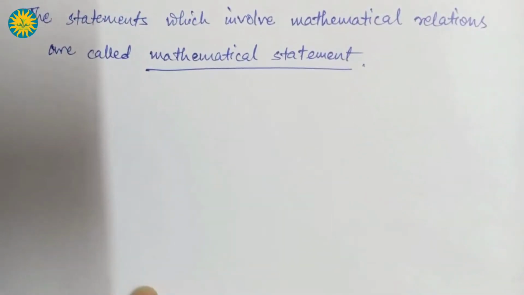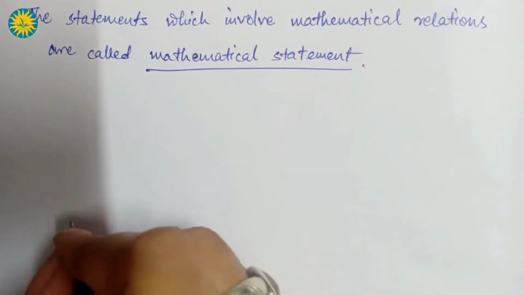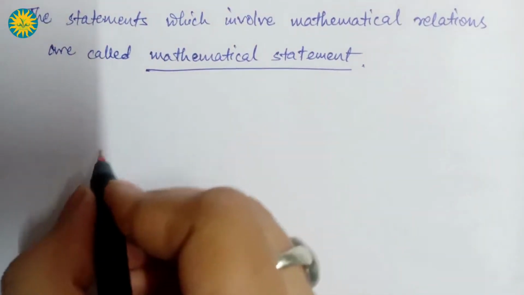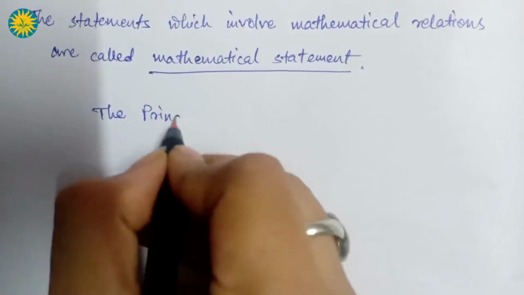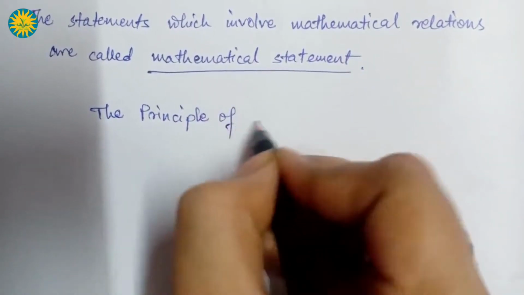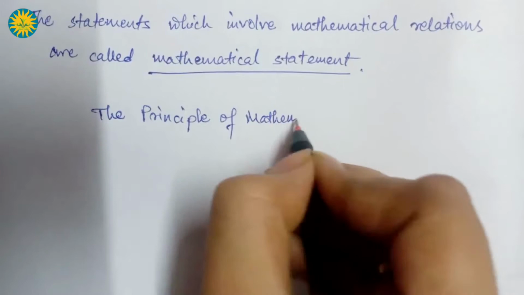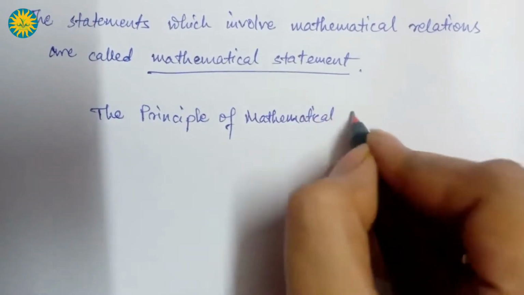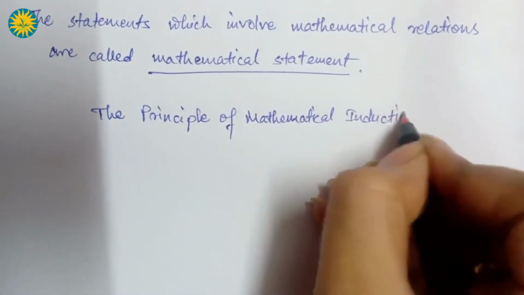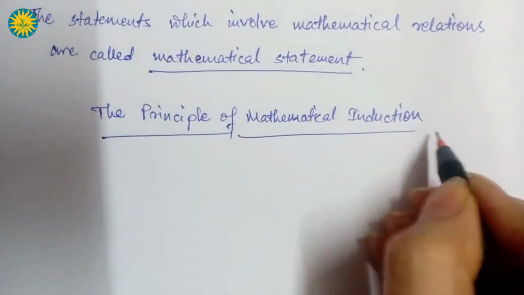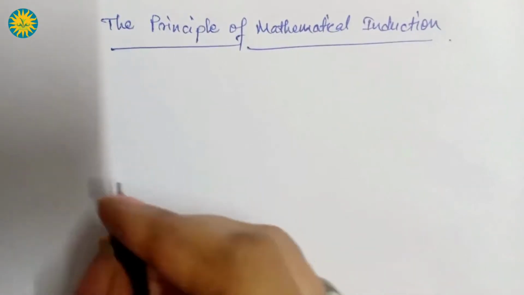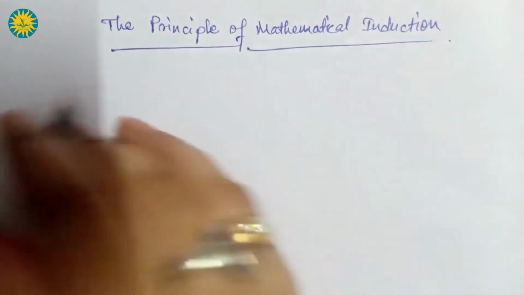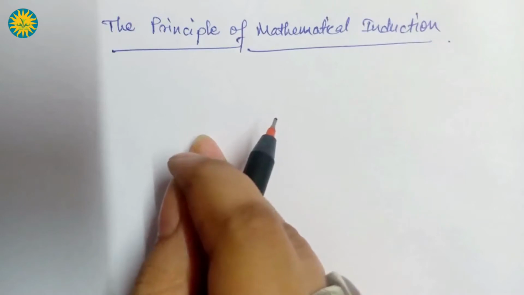Whenever we find it difficult to prove a statement or a theorem by direct method, we use this indirect method, which is known as the principle of mathematical induction. It contains a special technique of proving a statement or theorem for all positive integers in just 2 steps.